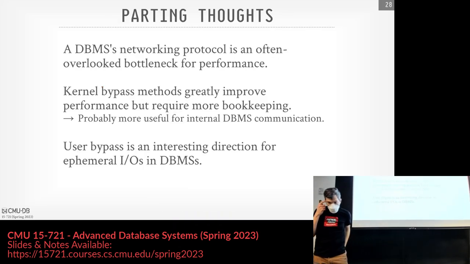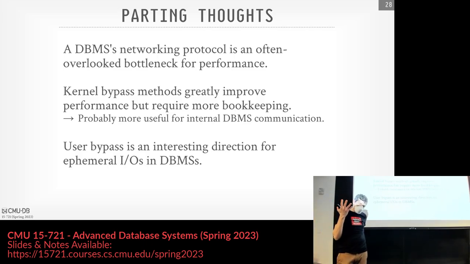All right, so I like the paper I assigned reading. If I didn't like it, I wouldn't have assigned it. But in my opinion, this is a good example of a part of the database system that most people overlook, especially in academia. Maybe it's less of an issue because now everyone's Postgres, but the Postgres wire protocol certainly can be improved in the way that we saw in this paper. The kernel bypass stuff is fantastic, but it requires more bookkeeping, and it's a huge pain to actually get working. And then user bypass is a new direction, I think, for some parts of the database system, but not entirely.